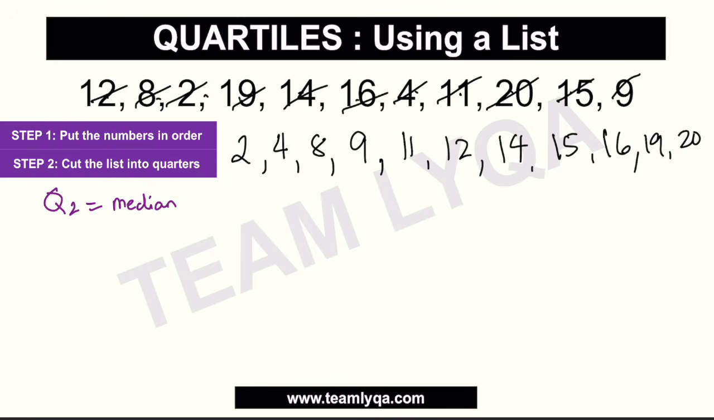Dahil meron kang 11 na data dito, ang ating median is actually going to be the 6th na number. So, 1, 2, 3, 4, 5, 6. Ito yon. Okay? So, ibig sabihin, automatic, ito yung Q2 natin or second quartile. Okay? Now, again, bakit? Kasi meron kang 5 dito, pantay sila.